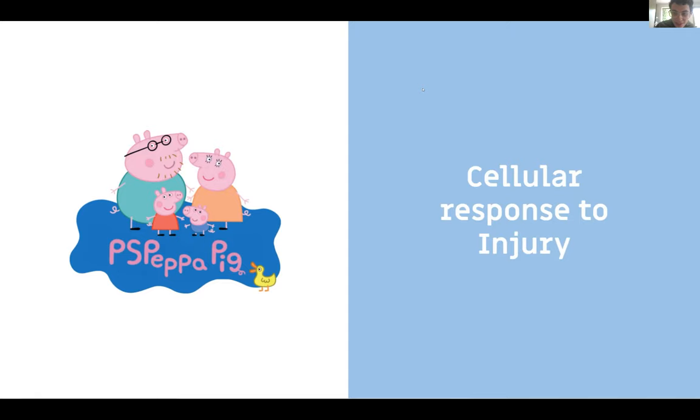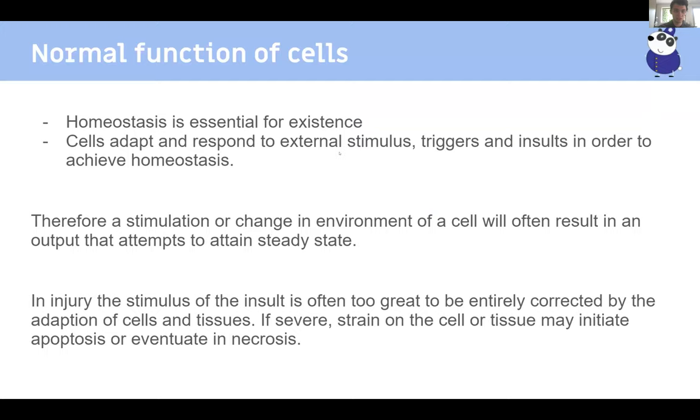Cellular response to injury. So what are the normal functions of cells? Essentially, homeostasis is essential for resistance, and physiological homeostasis is a balance in the body. In order to maintain homeostasis, cells adapt and respond to their external environment, triggers, insults, pathogens, everything involved to achieve homeostasis. So there is balance. Therefore, often a stimulation or change in environment will evoke an output of the body to attain a steady state or to maintain a balance.